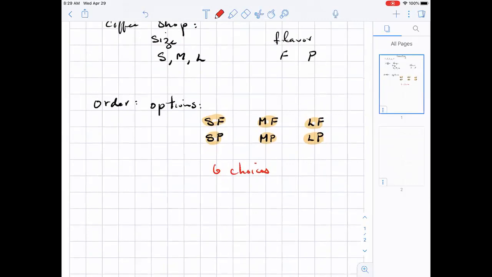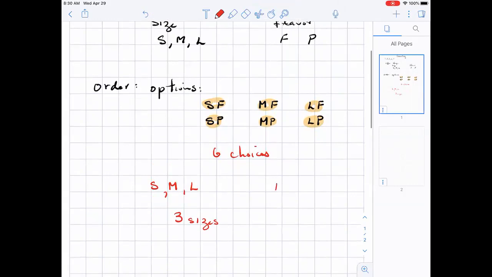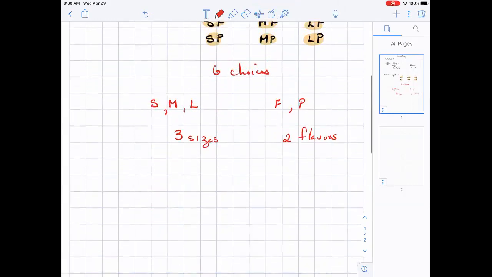So a different way of doing this, rather than listing them out, is if you have small, medium, and large, so here you had 3 sizes. And here you had French vanilla and pumpkin, so 2 flavors. Notice you could have multiplied 3 times 2, which will give you a total of 6 choices.